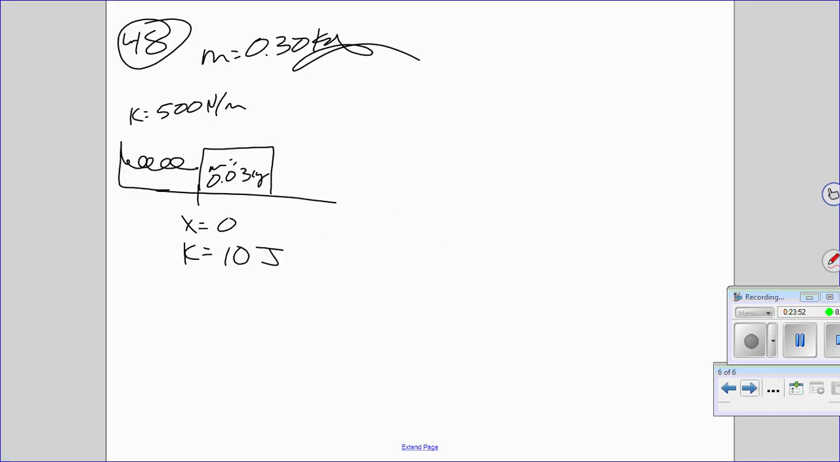Okay, so at some later moment, the box is going to be over here at x equals 0.10 meters. I won't draw the spring in because that'll clutter the drawing. And so the question is, what's the power at that instant? Okay. So what two things do I need to know? The force and the velocity, right?